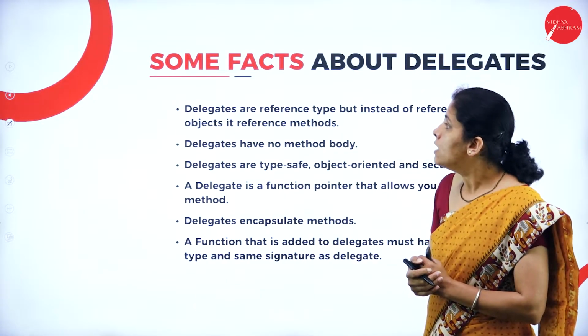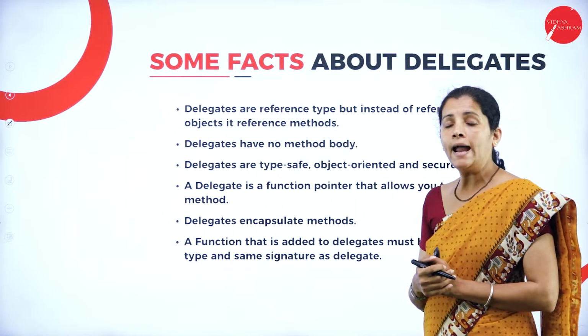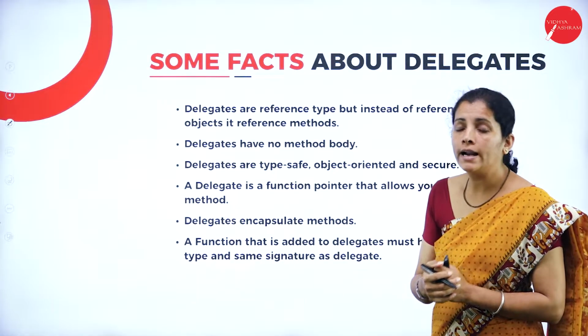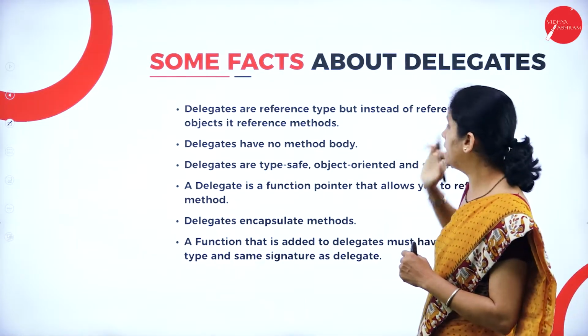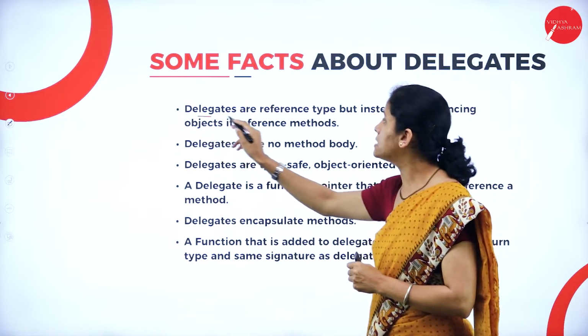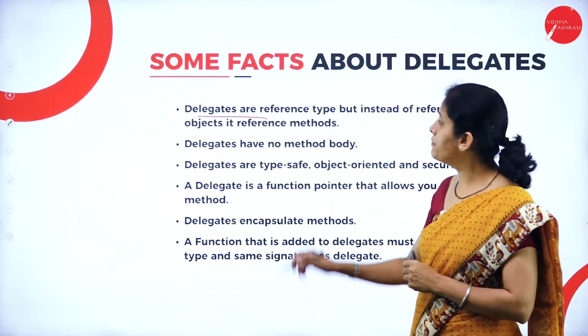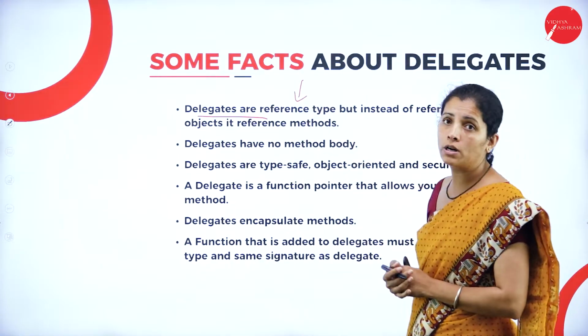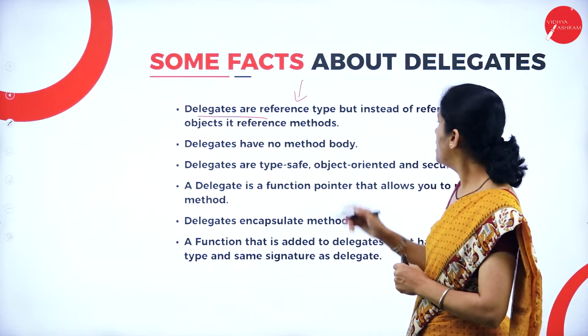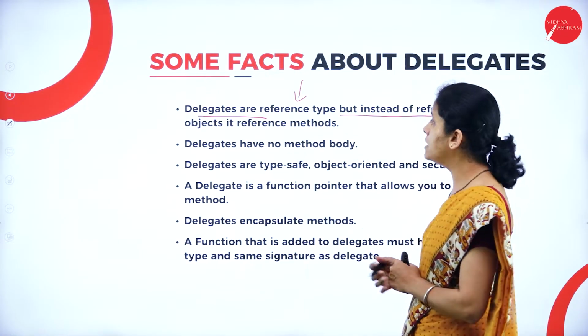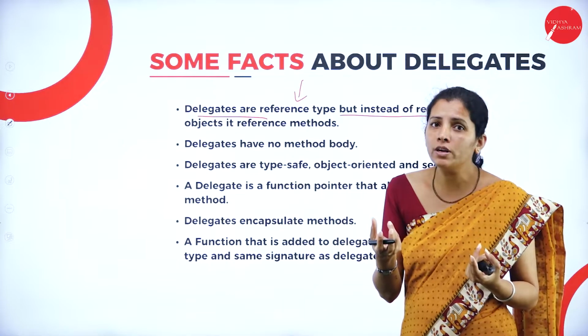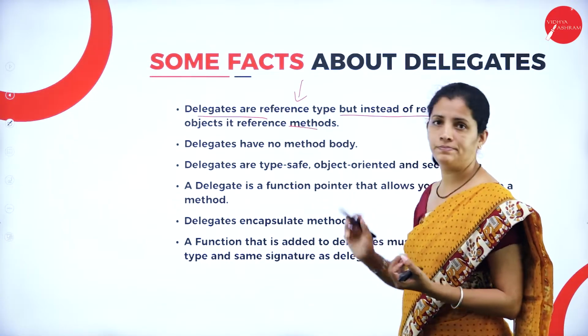Now, some of the facts that I want to remember and know about delegates. That is, delegates are a reference type. Reference in the sense what? It's nothing but the object type. But instead of referencing an object, what am I going to refer to? That is nothing but the method.